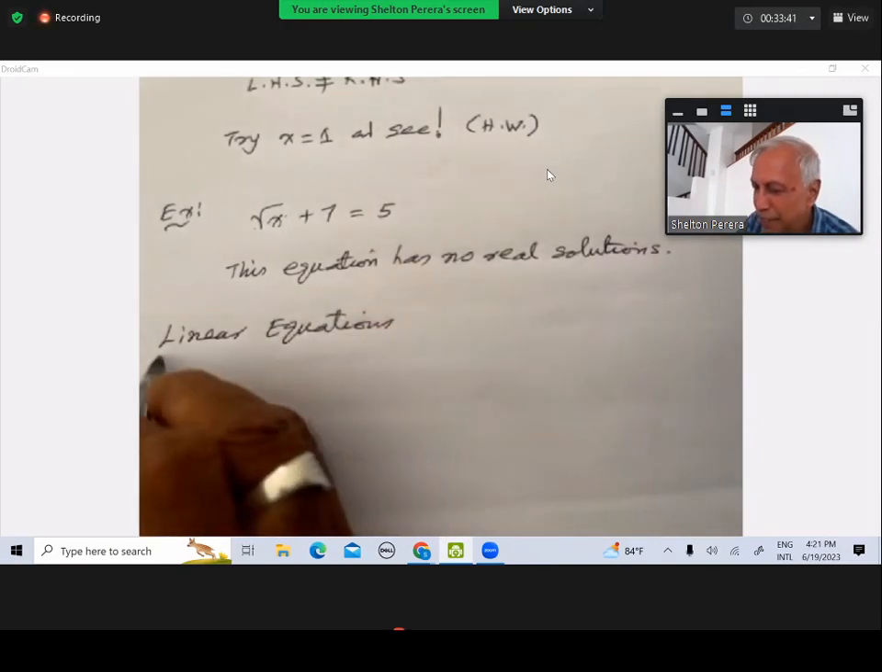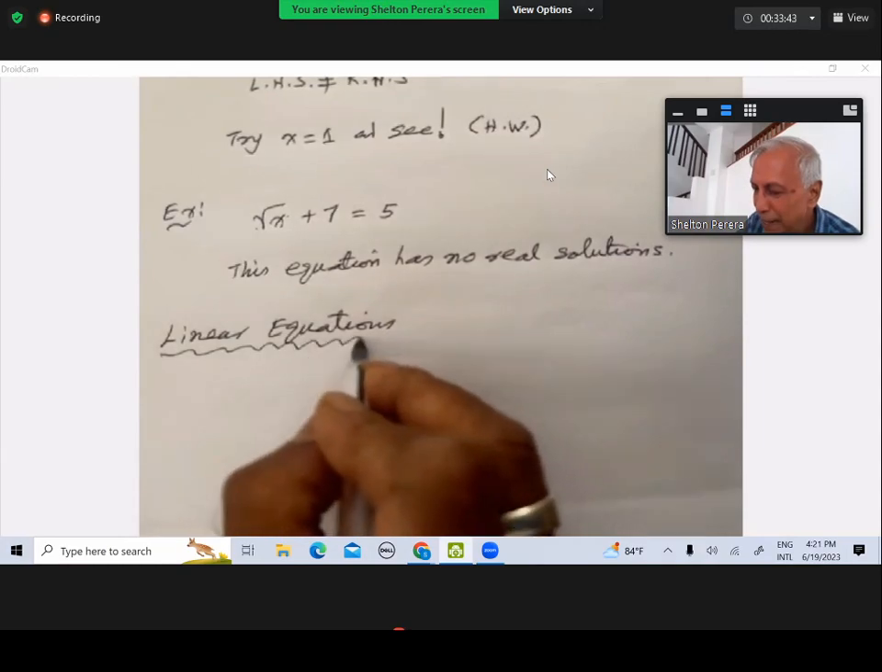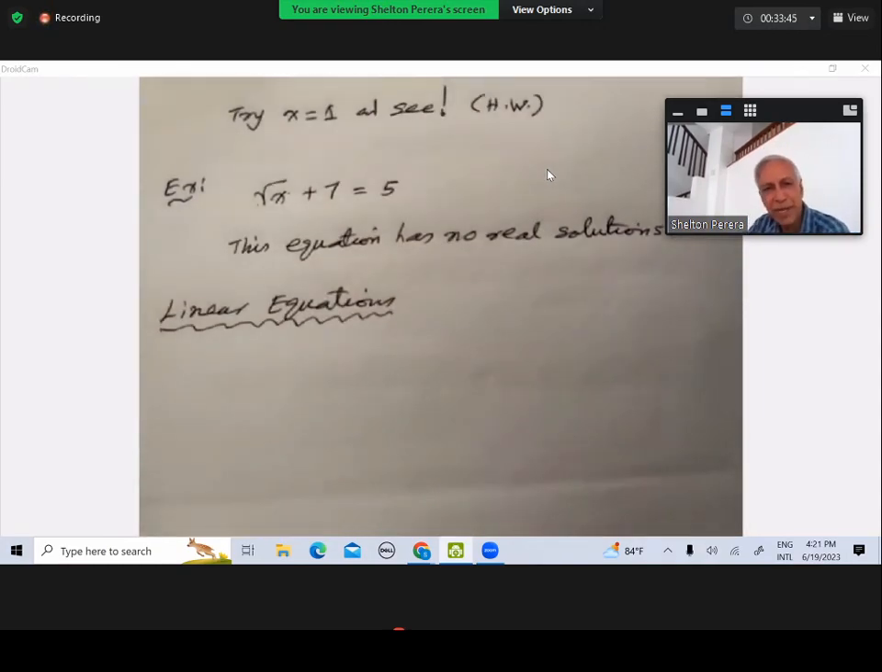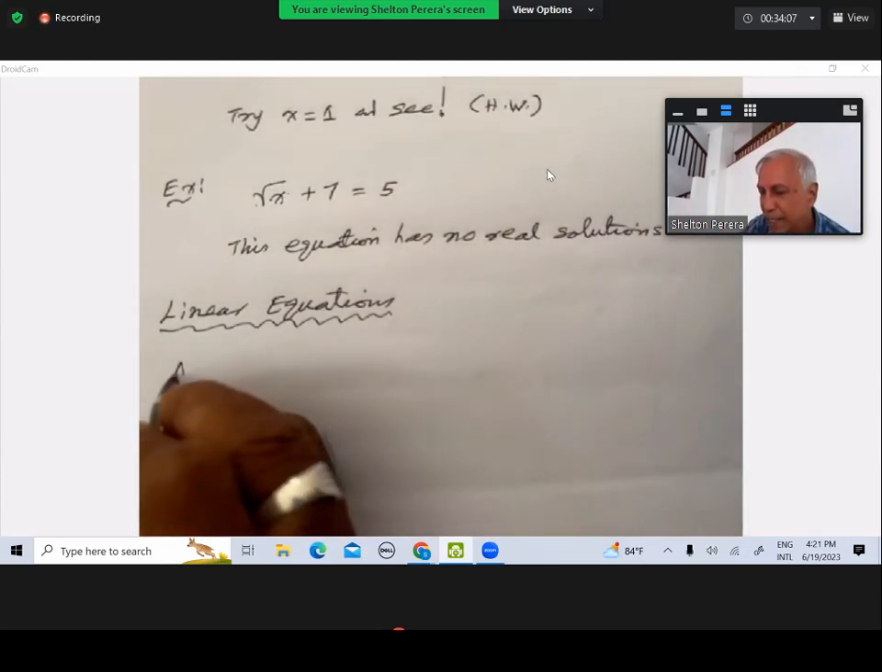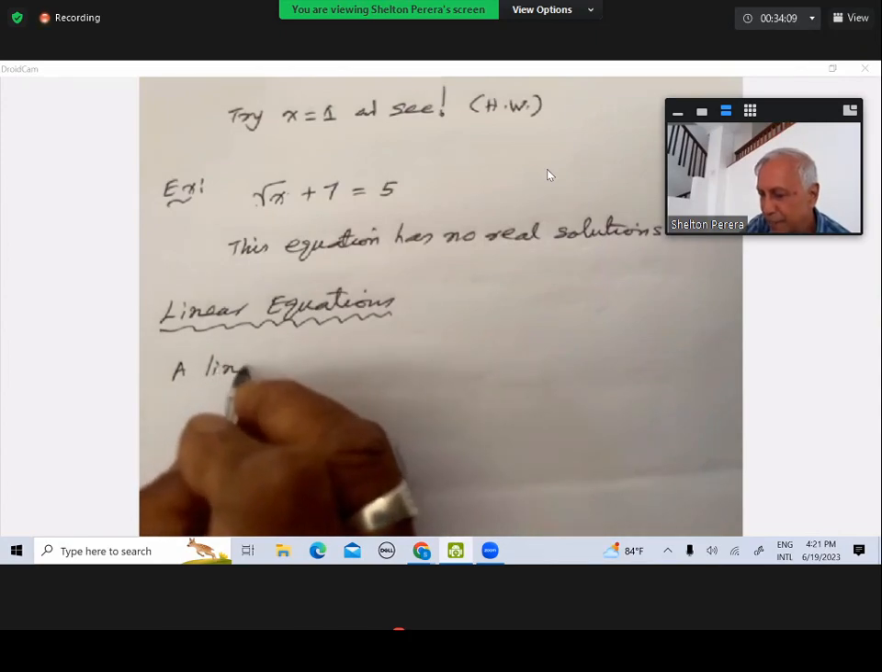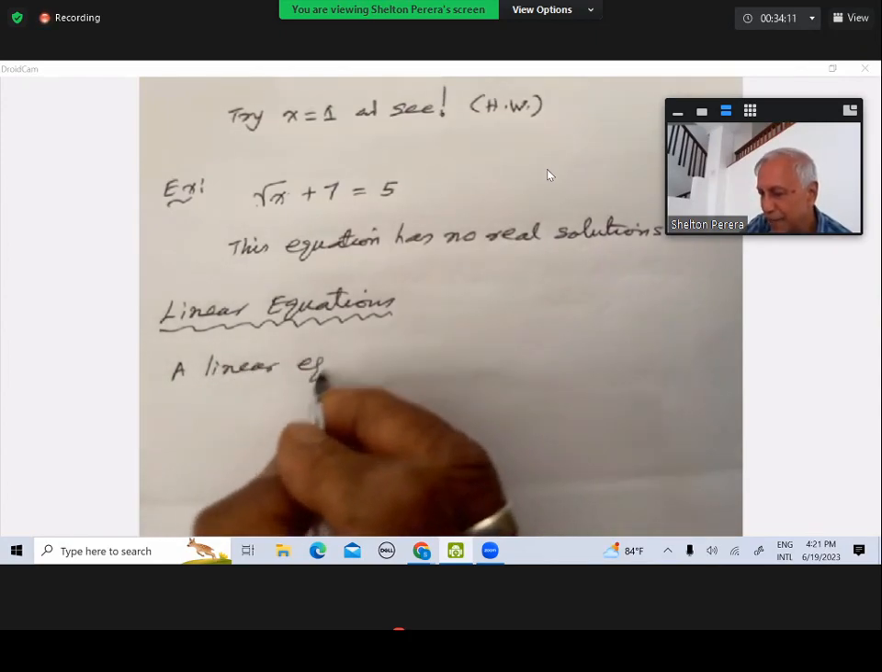Linear equations. In mathematics, there are definitions. Definitions cannot be proved. We all agree that those are the things that we take as given. So, linear equation. What is a linear equation? There is a note also.